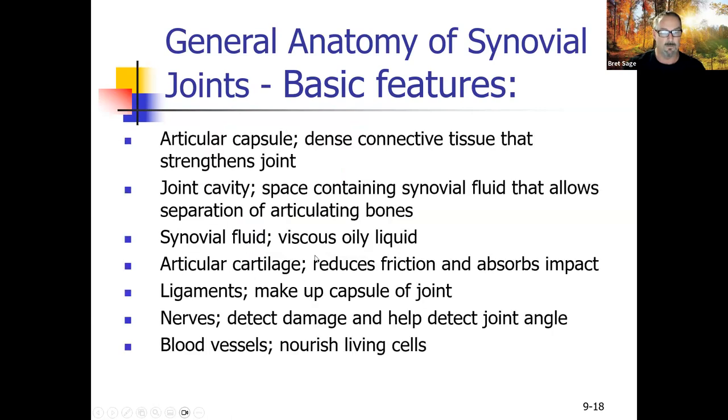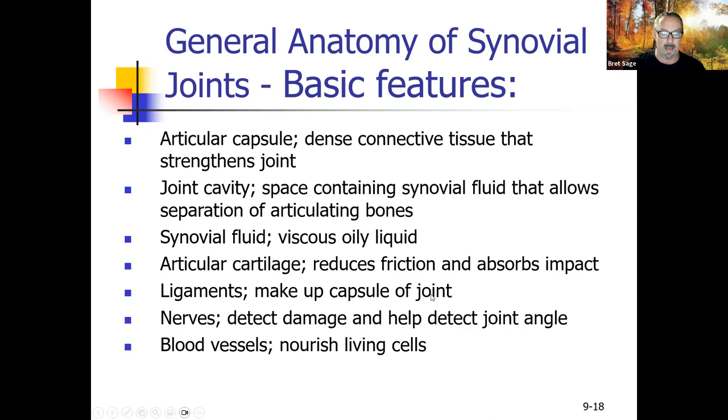All right, general anatomy of synovial joints. What are some basic features? It has an articular capsule, which is made up of dense connective tissue that strengthens the joint, and it also holds the fluid in. The joint cavity is a space containing the synovial fluid that allows separation of articulating bones. Now, there's not going to be a big gap, just enough of a gap so that fluid can get in between bones, usually between two layers of hyaline cartilage. The synovial fluid that you would find in there is viscous, oily liquid, kind of like car oil.